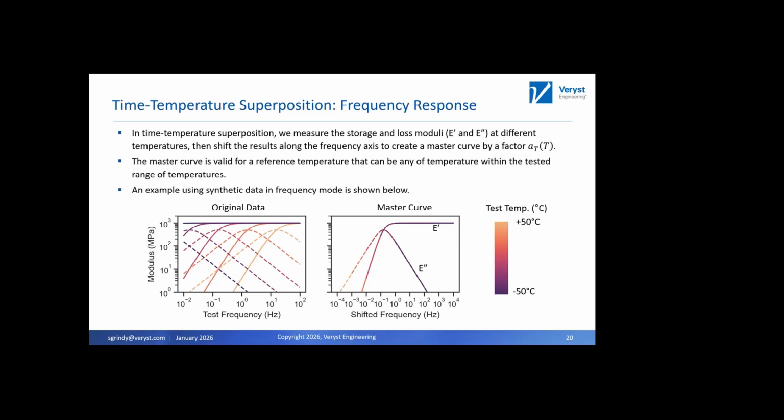The test frequency on our DMA maxes out at about 100 hertz, give or take. And the lowest, we probably could go lower than 0.01 hertz, but those measurements take a really, really long time to do because your test time is the inverse of your test frequency. So when we create this master curve, we can start to predict how this material will behave at higher frequencies by using that lower temperature data.